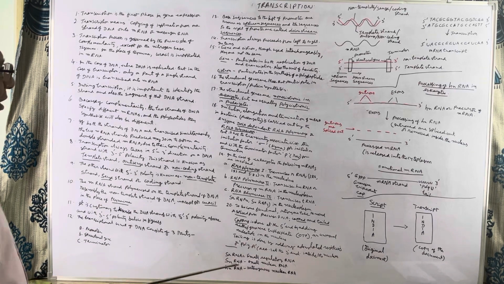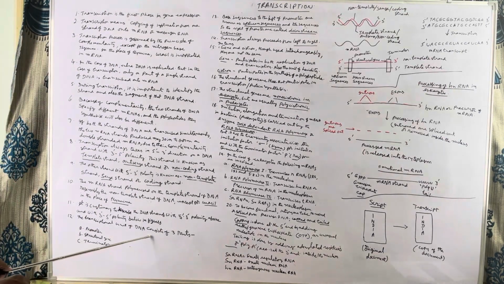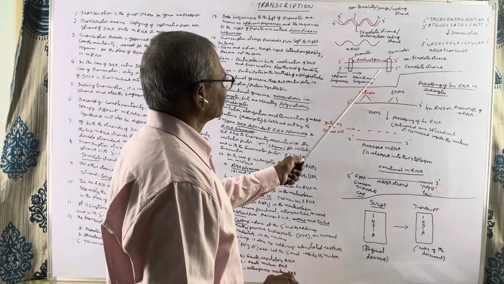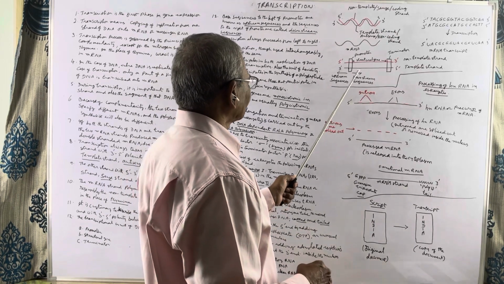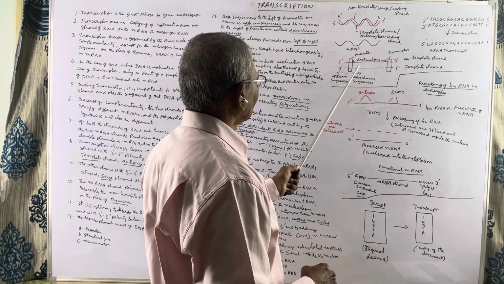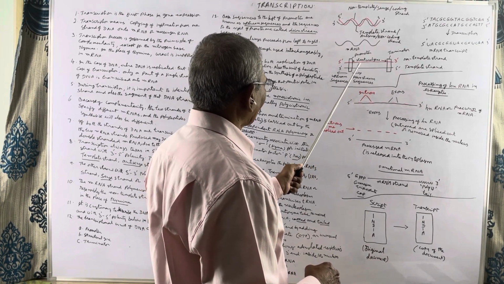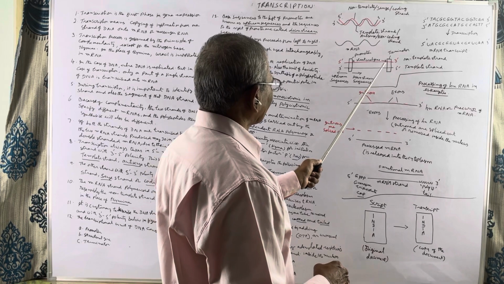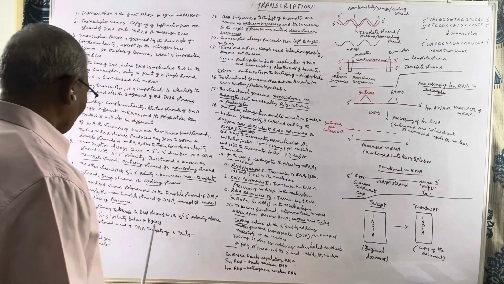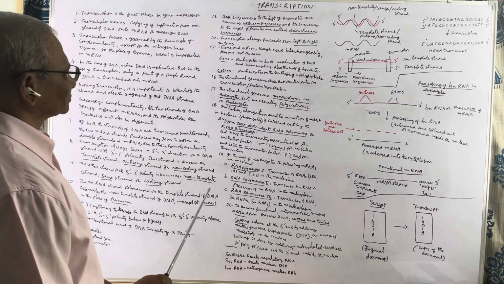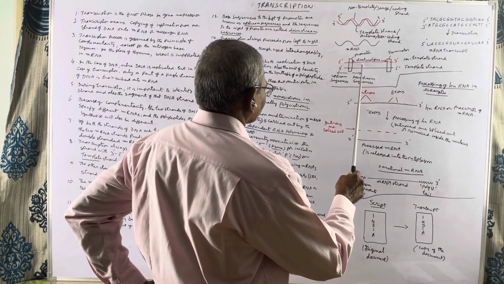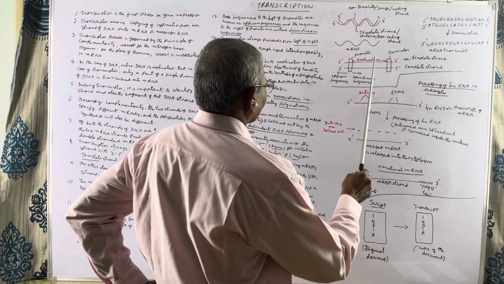Then, the transcriptional unit of DNA consists of 3 parts. This is the transcriptional unit. It has a structural gene, this segment, and also a promoter ahead of the structural gene and a terminator after the structural gene. So, the unit of transcription has three parts. This is the promoter, this is the structural gene, this is the terminator.